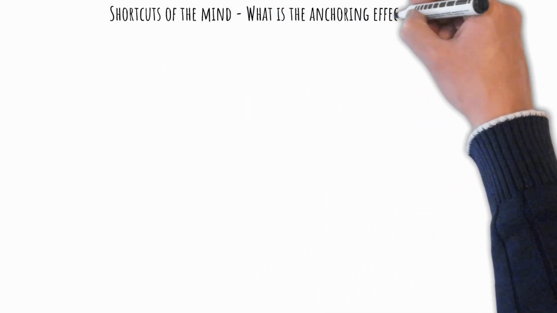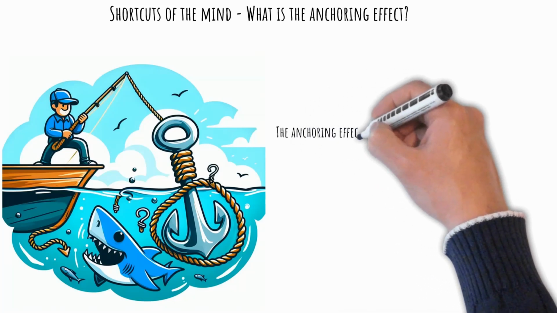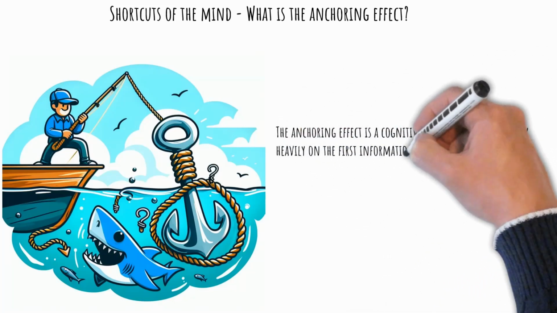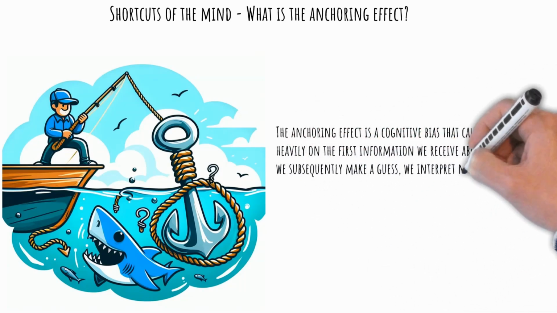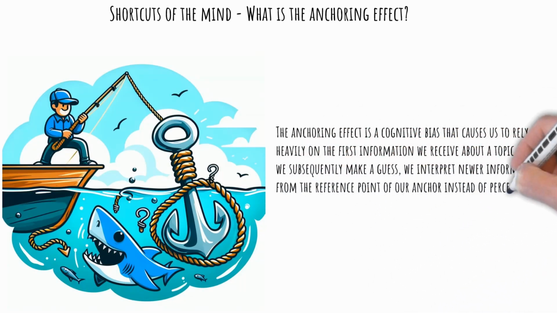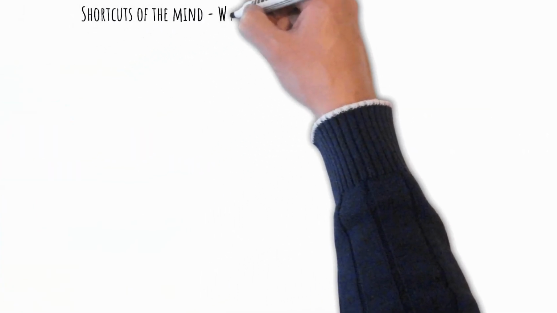Shortcuts of the mind. What is the anchoring effect? The anchoring effect is a cognitive bias that causes us to rely heavily on the first information we receive about a topic. When we subsequently make a guess, we interpret newer information from the reference point of our anchor instead of perceiving it objectively.